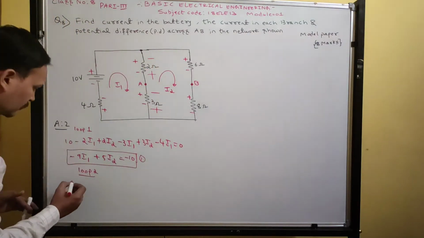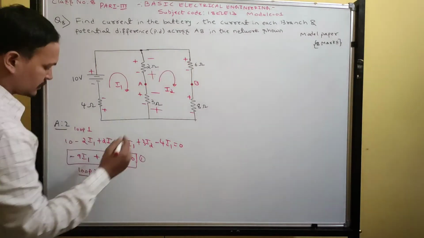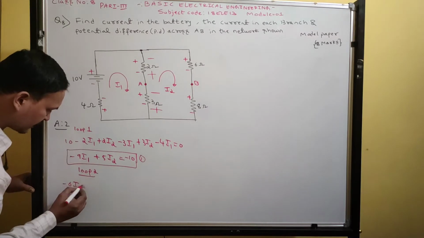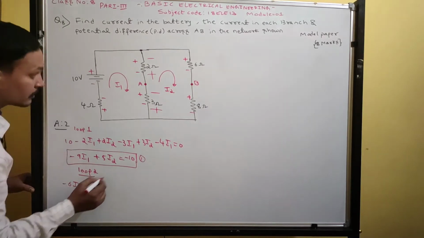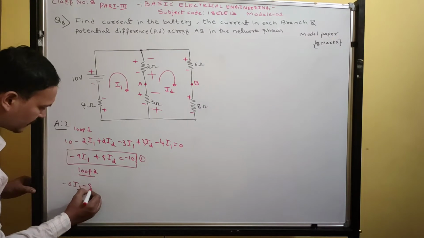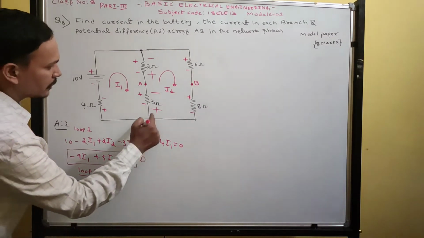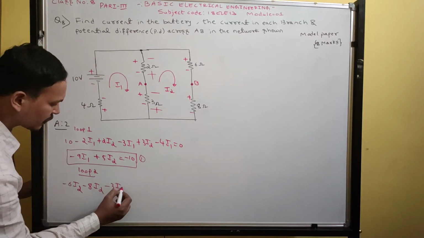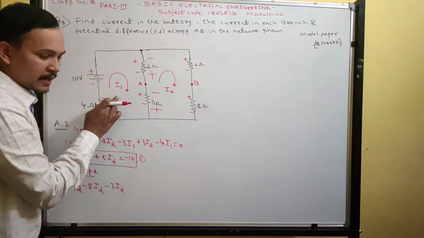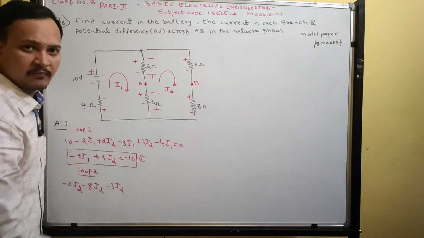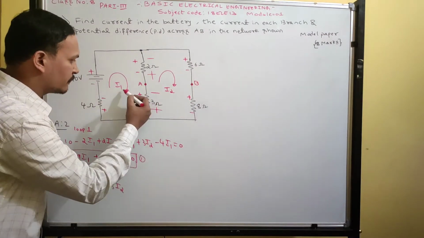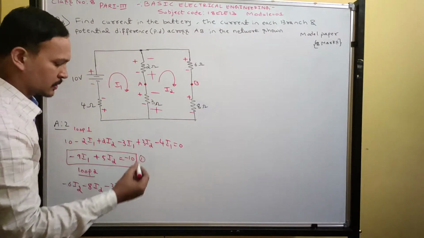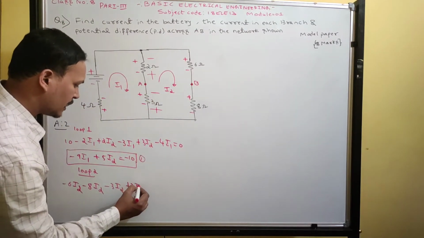Now apply KVL to loop 2. So plus 2 minus drop, minus 6 I2 current, minus 6 I2. Then plus 2 minus drop, minus 8 I2. Now see I2 current, plus 2 minus drop, minus 3 I2. Now for the 3 ohm, I1 current also flows, but you are applying KVL for loop 2. For this polarity, for this current you should write, see how it is coming? It's going like this, minus to plus. So rise, plus 3 I1.